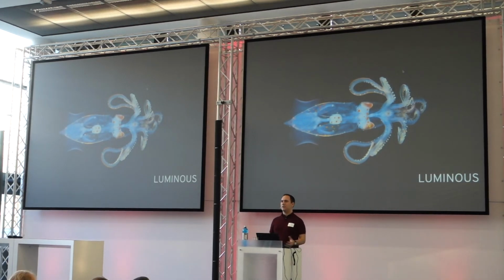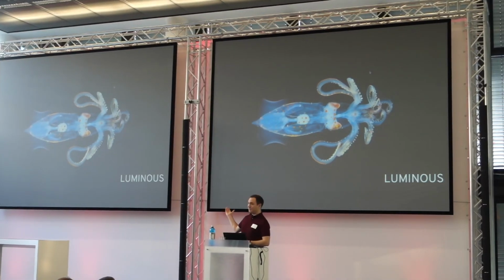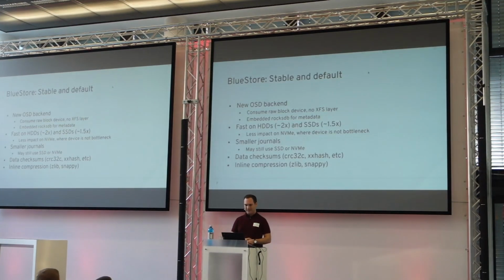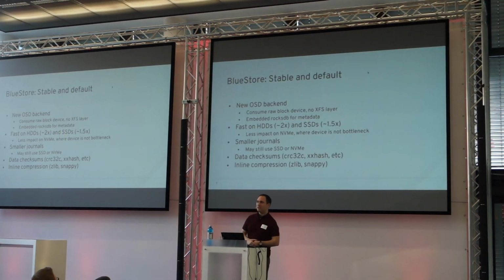So, moving on to what's new in Luminous, that's a luminous squid, after which the release is named. We have a new backing store for OSDs. It's called BlueStore. BlueStore was introduced in Kraken, but it's only fully supported and stable as of Luminous. Unlike the previous FileStore backend, we're not consuming a local file system like XFS. We're using the block devices directly. We're also embedding a library called RocksDB to manage the metadata about the data that we're storing on the drive.